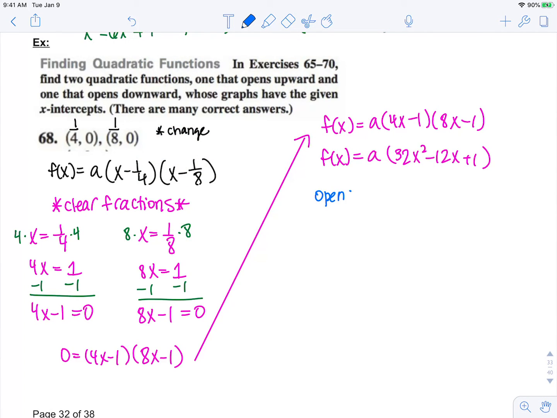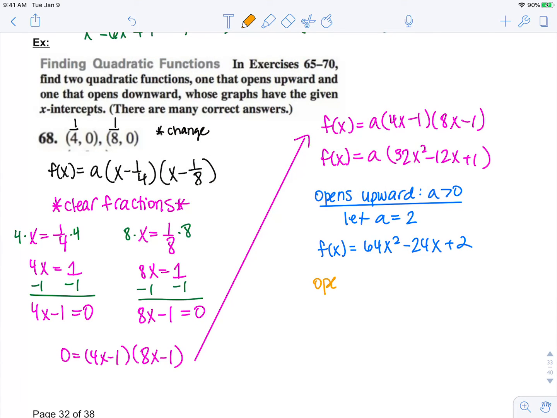One that opens upward. Well, if that's the case, a must be greater than 0. So I'm going to let a equal 2. I'm just picking a positive number. So f of x equals 64x squared minus 24x plus 2.